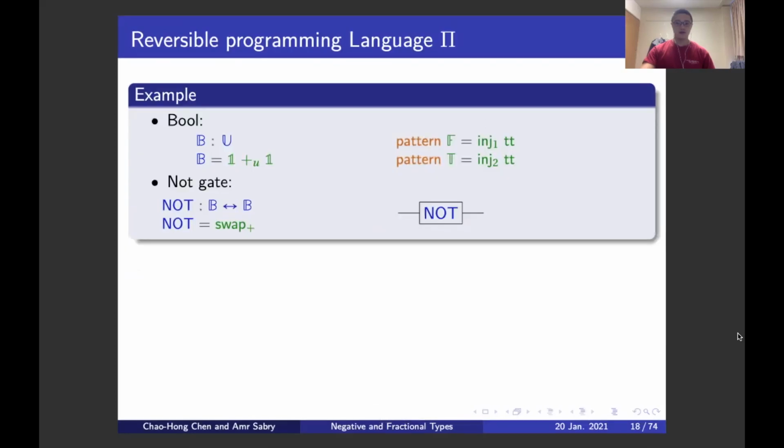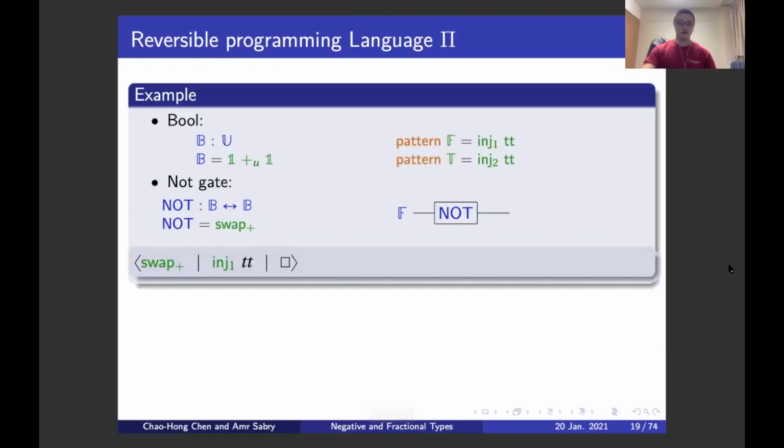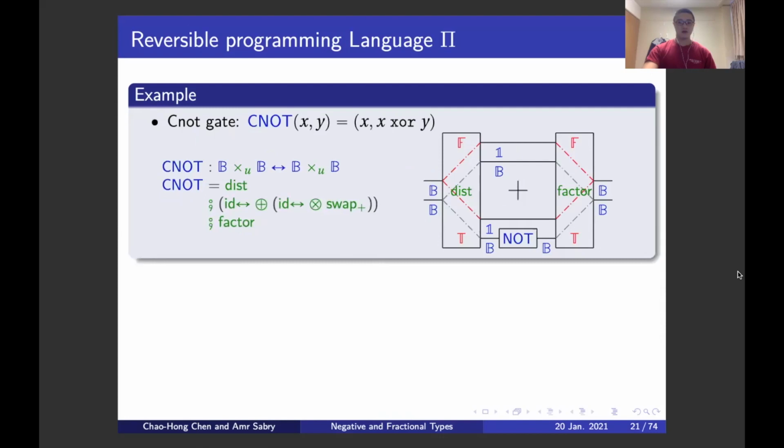So let's look at some examples of Pi. First, we can represent Boolean values using this 1 plus 1. And then we can use a swap to perform this NOT operation. So this is straightforward. When we have a false value and we do this swap, then it becomes true.